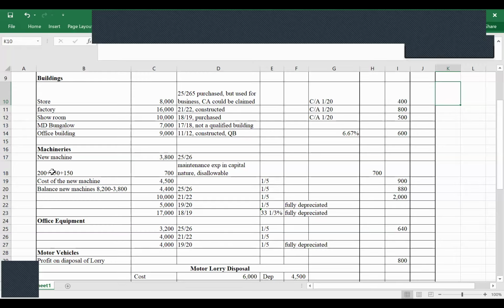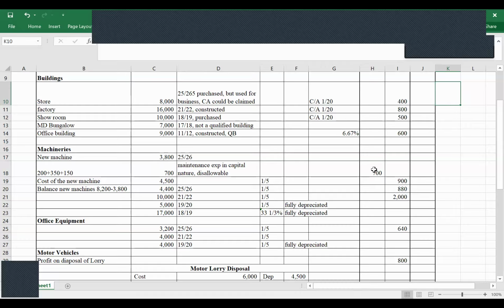But we have to consider the balance expenses also: clearing charges, carrying charges, and installation charges. The installation charges also should be included in that value and capitalized. It is not capitalized in this calculation, but we have to capitalize it. We have to grant capital allowances on that amount. The total amount should be calculated like this.